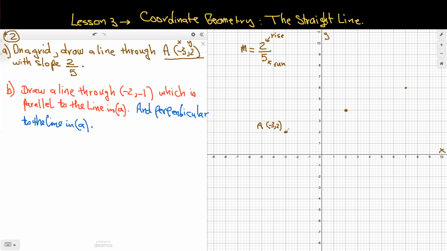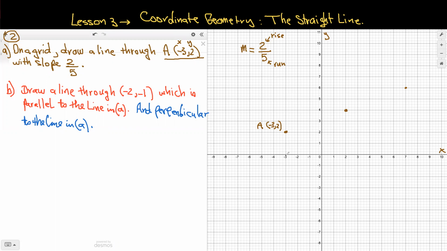Now, some of you might ask, why do you go up 2 and not go left 5 instead of right? Well, because the slope here is positive, my line should be rising, not going down. If I go left 5, then when I draw my line, it will be going down instead of rising. If the line is going down, the slope is always negative. If the line is rising, like in this one, the slope is positive. So since the slope is positive, it must be rising.